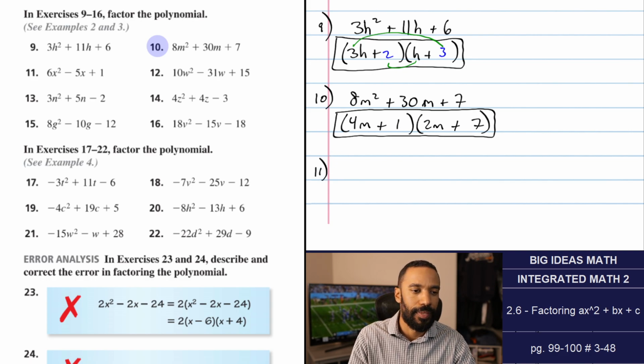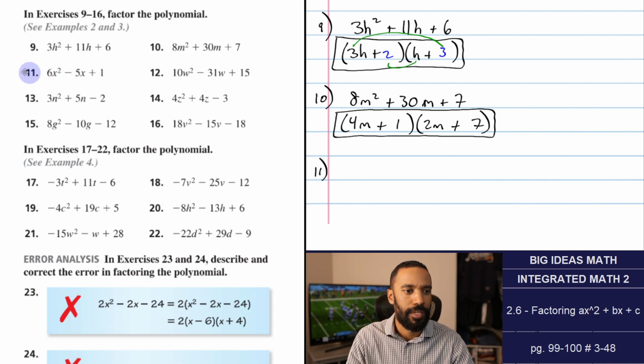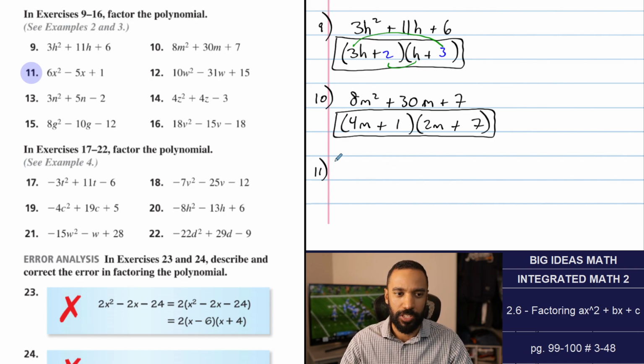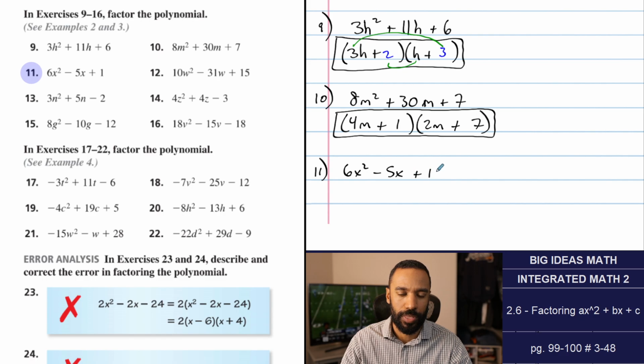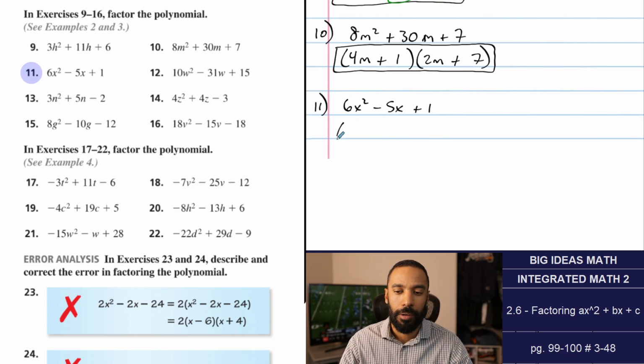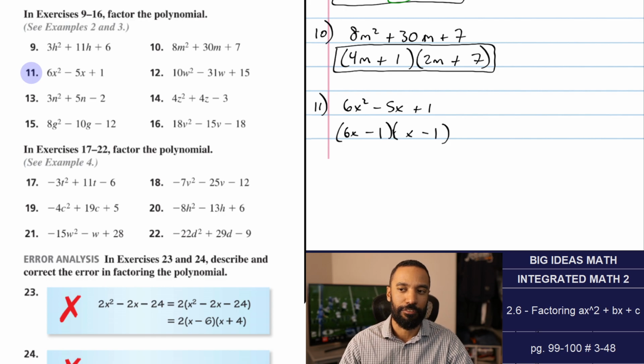Number 11, 6x squared minus 5x plus 1. The good news about the 1 is that not only is it a positive product, but I also know it's going to be with a negative sum, so it's going to be a negative times a negative. So I already know this is going to be minus 1, but 1's also, it's not a prime number, but there's only one set of factors, 1 and 1. 6 can either be 3 and 2 or 6 and 1. If you did 6 and 1, 6x, that'd be negative 6 minus 1, which is negative 7. I need to get negative 5, so let's try negative 3 and 3 and 2. Negative 3 minus 2 is negative 5.